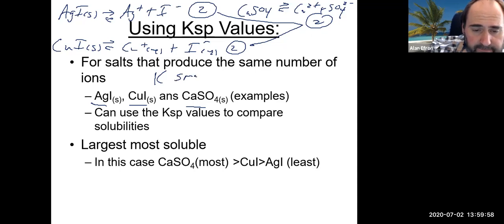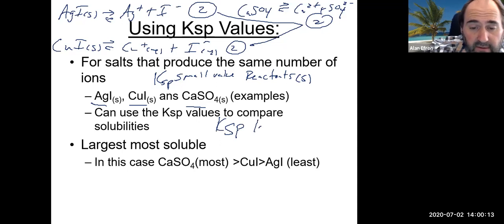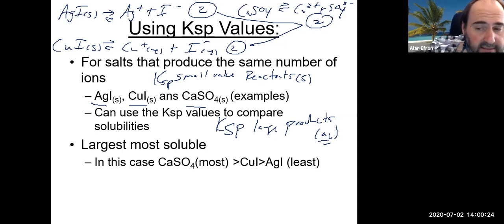If we have a small value, that means we mainly have reactants, which in the case of KSP means we would think it is more solid. And if we have a KSP that is a larger value, that means we should have more products, which means it's more aqueous. So the larger the KSP value, the more products you would expect. And if you have more products, you should have more ions, and the only way to get ions is for something to dissolve, right? Which means that it is more soluble. So if we looked up the values for calcium sulfate, copper 1 iodide, and silver iodide, we would see the value for calcium sulfate would be the largest KSP value.